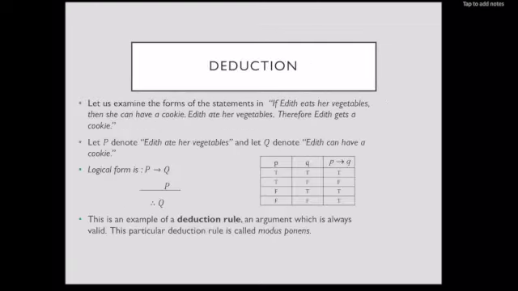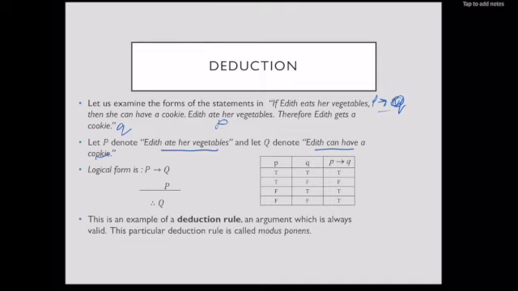One example is deduction. Let P denote Edith ate her vegetables and Q denote Edith can have a cookie. I said if Edith eats her vegetables, then she can have a cookie. That would be P implies Q. Remember, if-then is the implication symbol, this arrow. Edith ate her vegetables, so I have P. Therefore, Edith gets a cookie, Q, that's our conclusion.